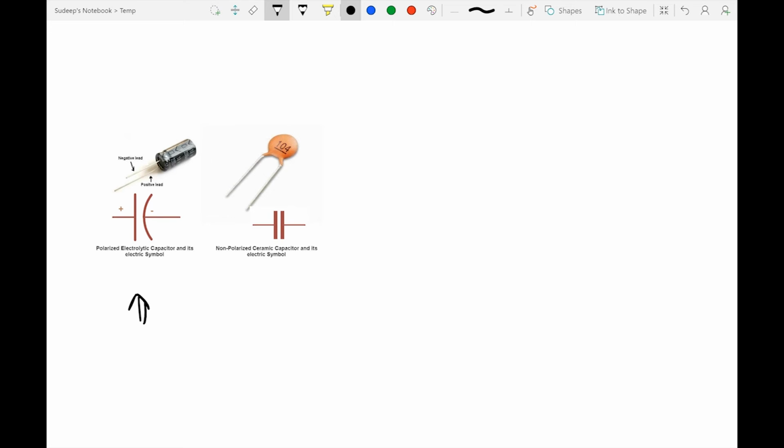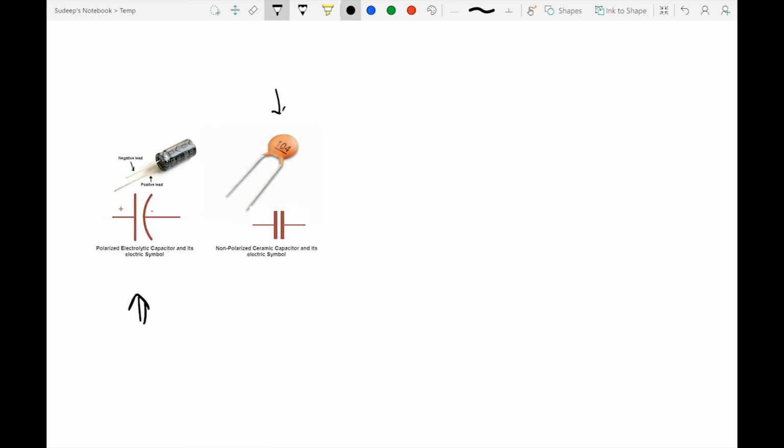The symbol of it also changes. You see there is a curve which shows the negative side of the capacitor, and the one straight line is the positive side of the capacitor. Whereas we might have something like a ceramic capacitor, which is two straight lines and does not have a polarity per se. Both legs are of the same size and it can be used in either direction.